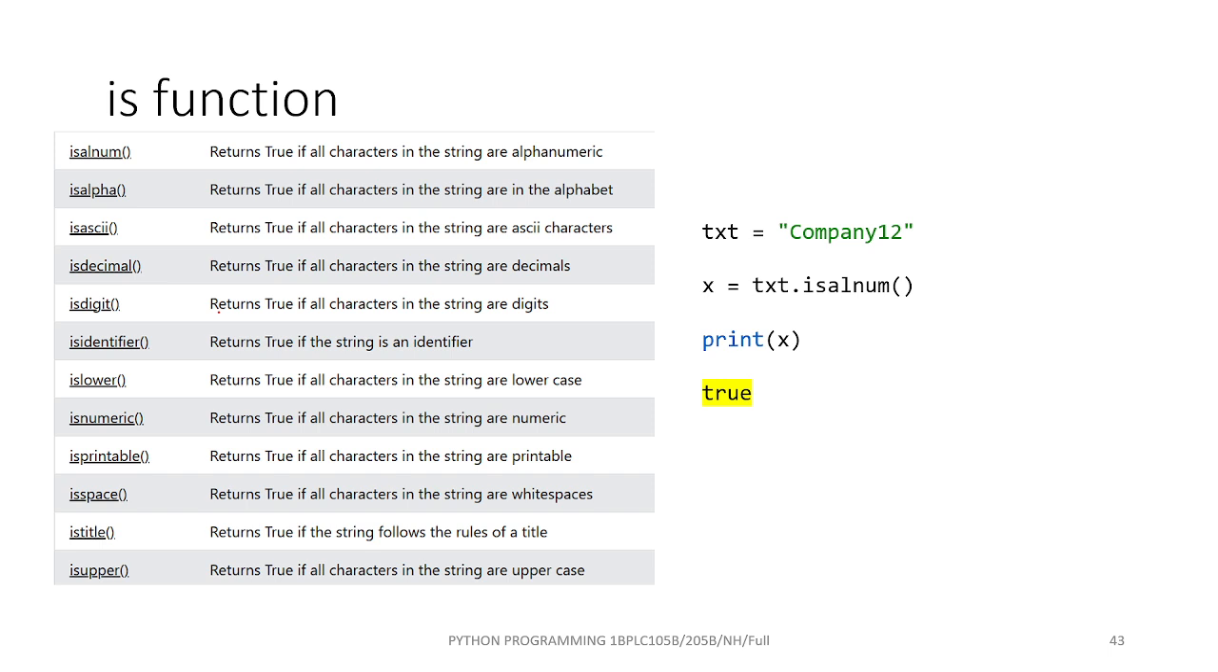These are all the varieties of the various is functions, checking for alphanumeric or alphabets or ASCII, decimal or digit or identifier, like that. One example: your input is company12. Is it alphanumeric? Alphanumeric means input consisting of both alphabets and numerics. Yes, company is alphabets and 12 is numeric. So the answer will be true.